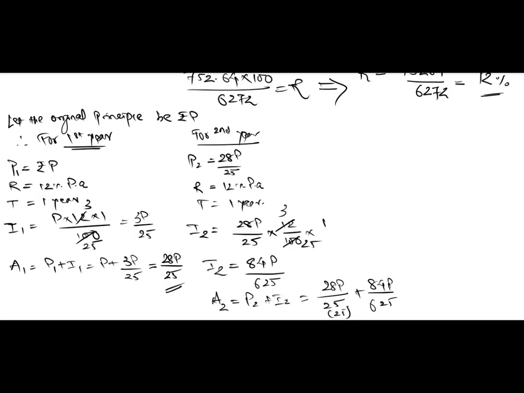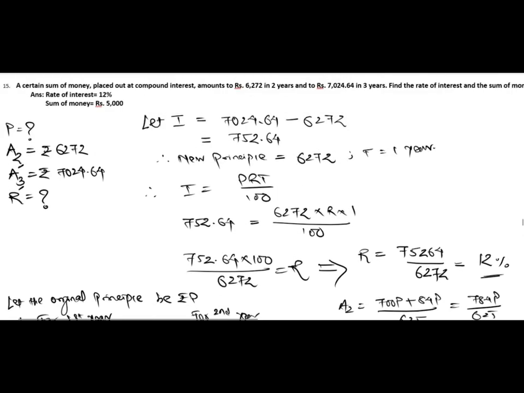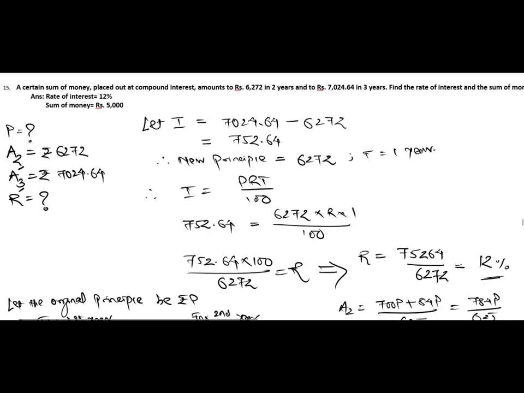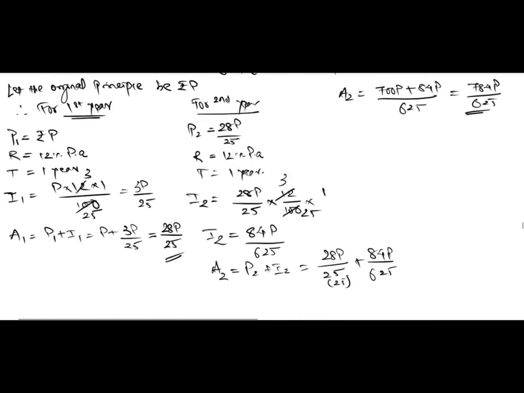28 into 25 is 700. So A2 is equal to 700p plus 84p upon 625. That is 784p upon 625. And guess what? We already know A2. A2 is the amount for the second year. What is the amount for the second year? Look here. They've given in the question 6272. So just equate it with 6272.